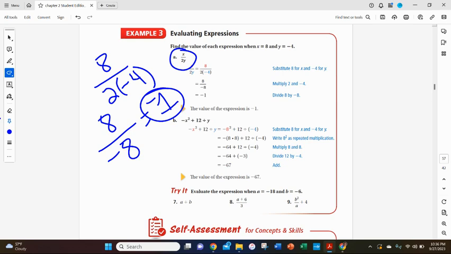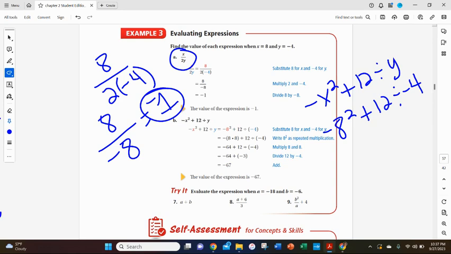Take a look at B. B is a little bit more, I wouldn't say difficult, but it's got quite a few more steps to it. So you have a negative x squared plus 12 divided by y. Okay, so we're going to substitute. Negative x squared, well, x is 8, so 8 squared, and then the negative of that, plus 12 divided by negative 4. Okay, so what you have to do is know that there is no parentheses here.